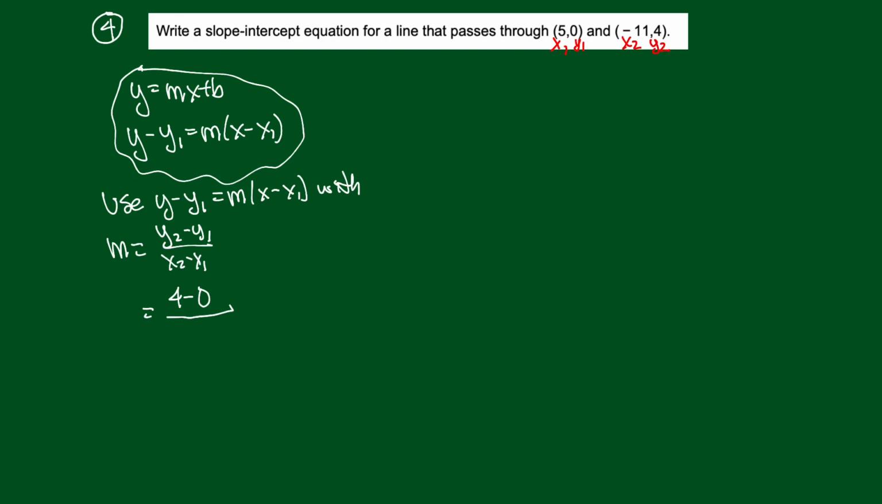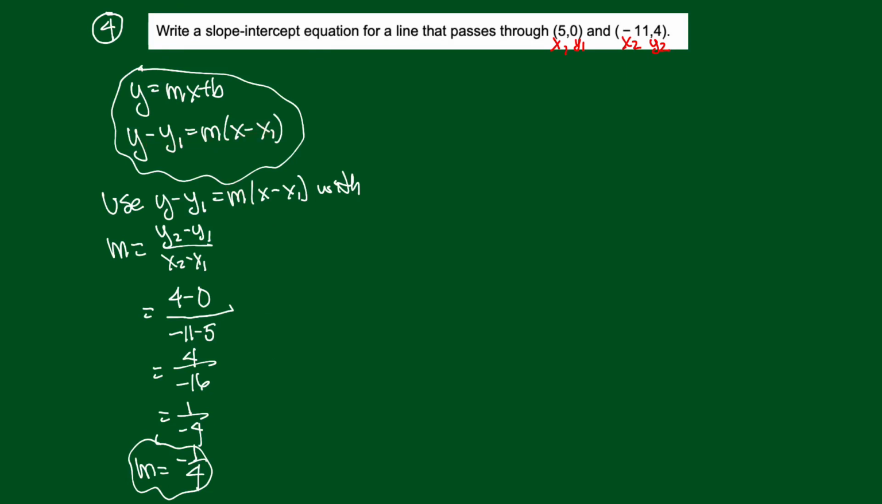And then down at the bottom it says to take the second x, subtract the first x. So the second x minus the first x. So how about negative 11 minus 5? So we will get 4 over negative 16. I can reduce to 1 over negative 4, but I'm going to write the negative on the top. So I'll write it as negative 1/4. So there's the slope.